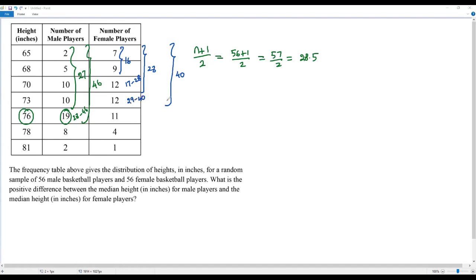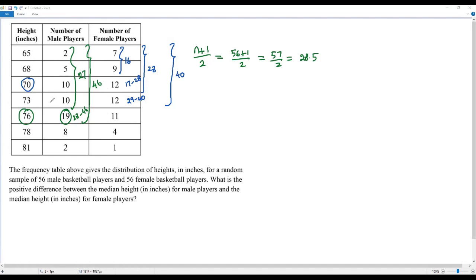Okay, it's a little tricky because we have to get the height of the player whose position is 28.5. Okay, here up to this we have 28 players, and in this one we have the players from 29 to 40. How can I get the height of the player whose position is 28.5? For that, let's consider the height of the player whose position is 28. We know that the player who is at position 28 is over here. So to this one, the corresponding height is 70. So that is, the height of the player who is at position 28 is 70 inches.